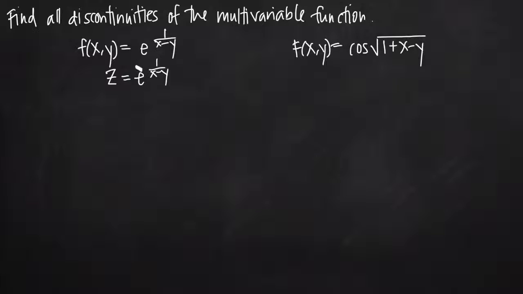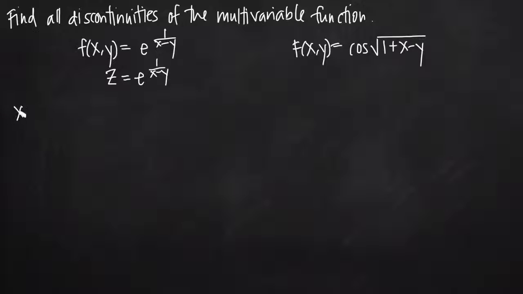First of all, we know that the exponential function e is continuous everywhere in its domain, right? So we don't really have to worry about that part. E is continuous everywhere in its domain. 1 over x minus y, that's a different story, obviously. We have a rational function here, and we know that for a rational function, in other words, a fraction where the numerator and the denominator are both polynomial functions, the denominator can't be equal to 0, otherwise there's a discontinuity at that point.